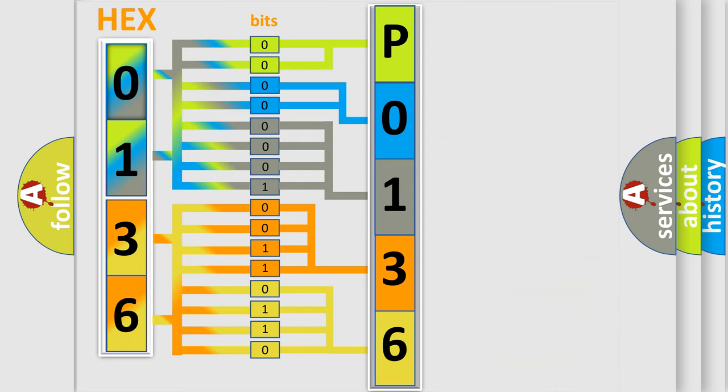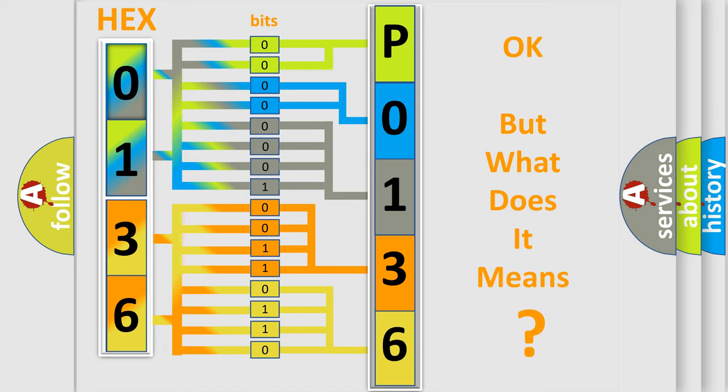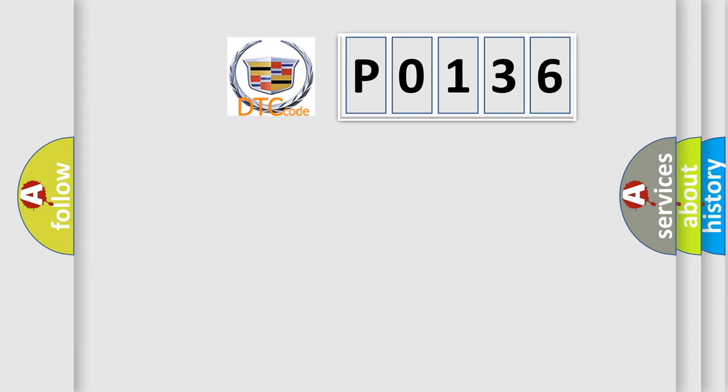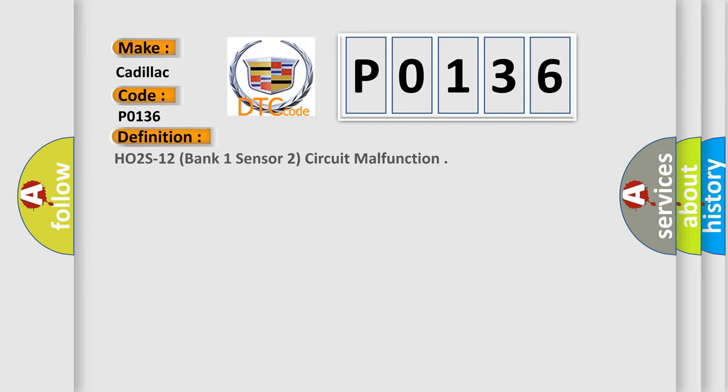We now know in what way the diagnostic tool translates the received information into a more comprehensible format. The number itself does not make sense to us if we cannot assign information about what it actually expresses. So, what does the diagnostic trouble code P0136 interpret specifically for Cadillac car manufacturers? The basic definition is HO2S12 bank 1 sensor 2 circuit malfunction.